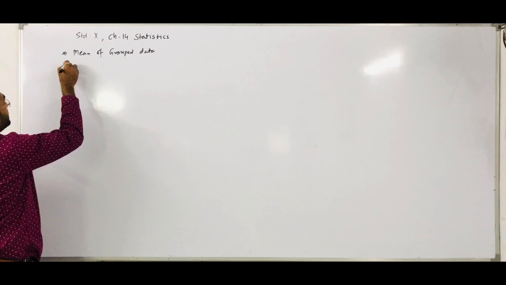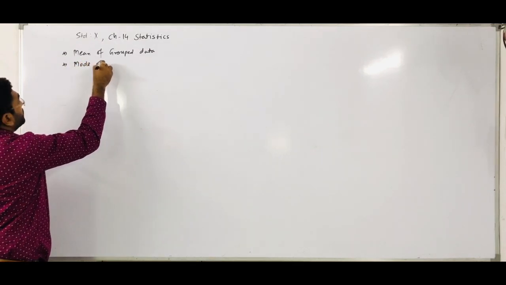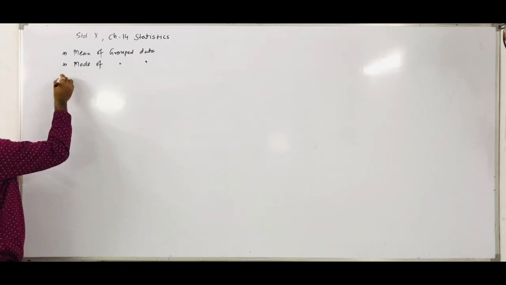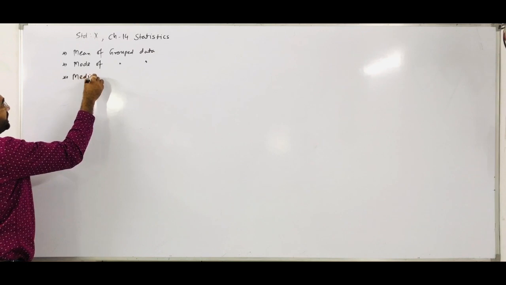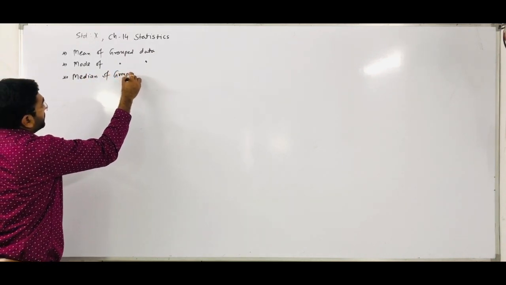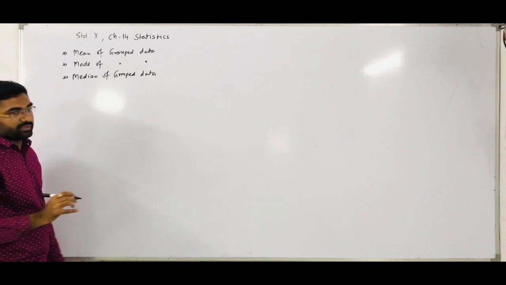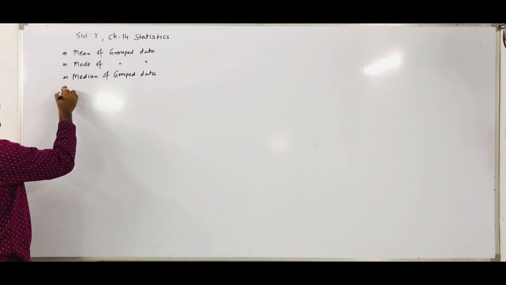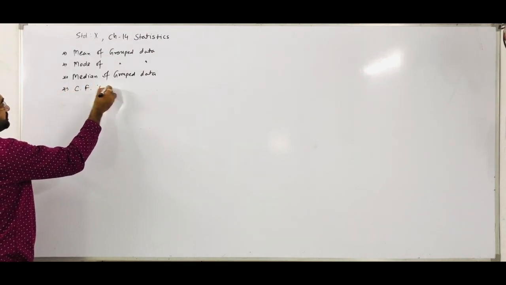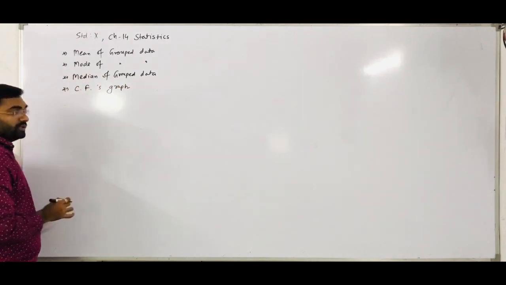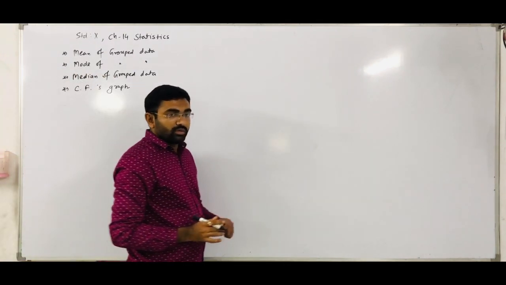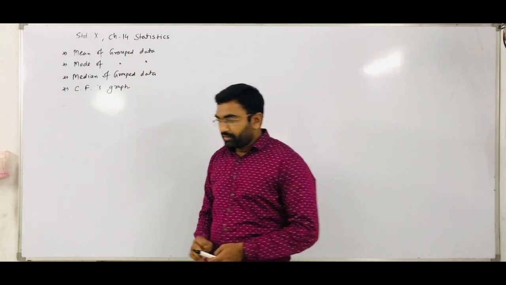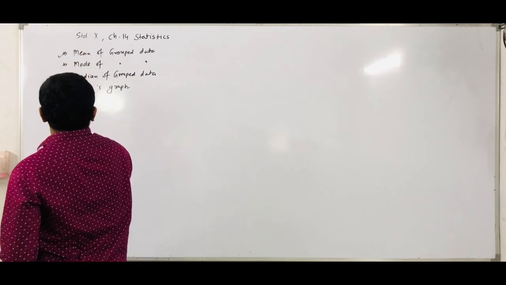Then after, another thing, the mode of grouped data we have to find out in this chapter. Then after, the median of grouped data, how can we find it out? That we learn in chapter number 14. And the cumulative frequency graph we have to learn in this chapter. Okay, so four points we have to discuss in this chapter number 14, statistics. First we start with the first point, mean of grouped data.